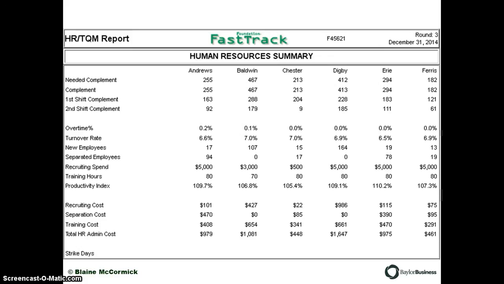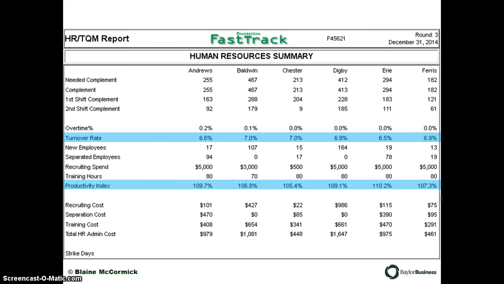Page 9 of the Fast Track is the HR and TQM report. HR usually goes live in round 2. Several things to note here. The two things that you'll be watching for balanced scorecard points are your turnover rate and your productivity index. And you'll want to minimize turnover and maximize your productivity. And you do that by spending on recruiting and training. You can see that Chester's not spending very much on recruiting, and Erie's spending a lot more on recruiting, but they're both spending the same amount on their training hours there. Only Team Baldwin is training less than the other ones. And so you'll see some variance there.